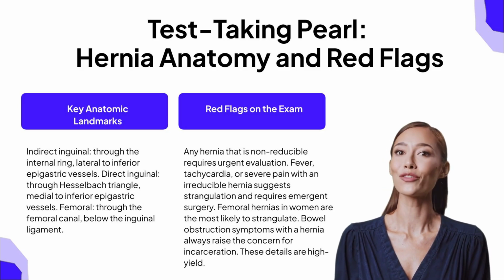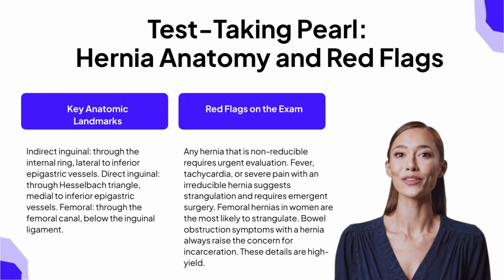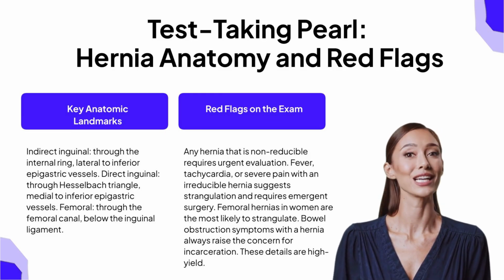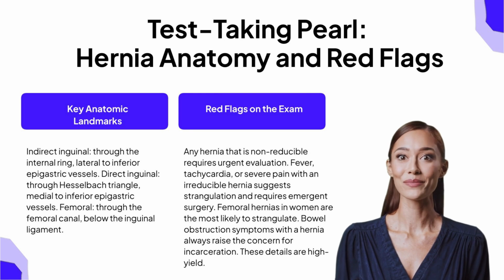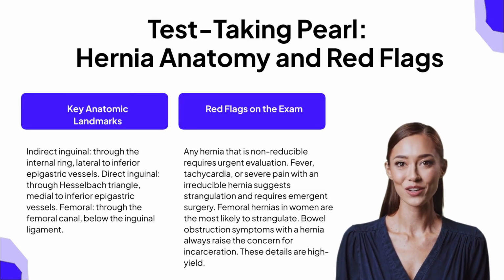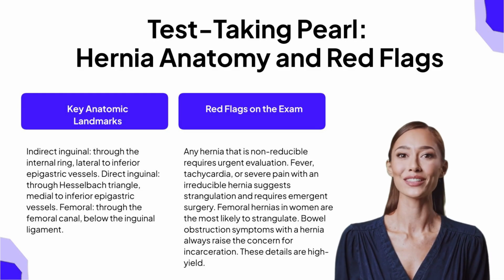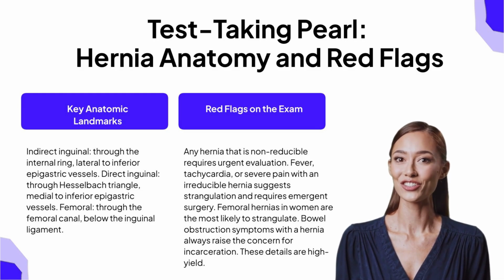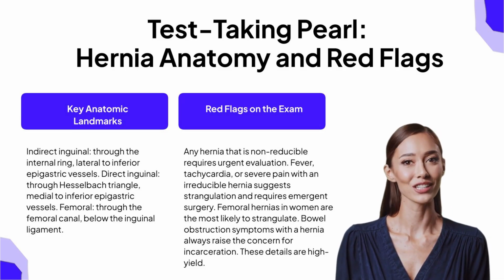Femoral hernias go through the femoral canal below the inguinal ligament. The inguinal canal contains the spermatic cord in men and the round ligament in women. The exam tests these anatomic relationships constantly. For red flags, any hernia that is non-reducible requires urgent evaluation. If you see fever, tachycardia, or severe pain with an irreducible hernia, that suggests strangulation and requires emergent surgery.